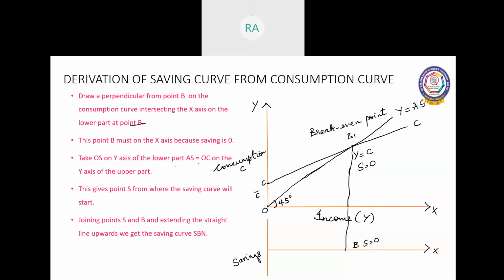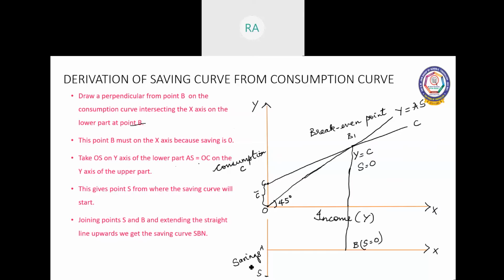Now let me explain to you the next step. This point B must be on the x-axis because saving is 0. So we have marked point B on the x-axis. Take OS on y-axis of the lower part, AS is equal to OC on the y-axis of the upper part. So let us now measure OC. This OC is the autonomous consumption expenditure. You need to take the same measurement of OC and mark here as AS. Autonomous consumption expenditure OC should be equal to AS.